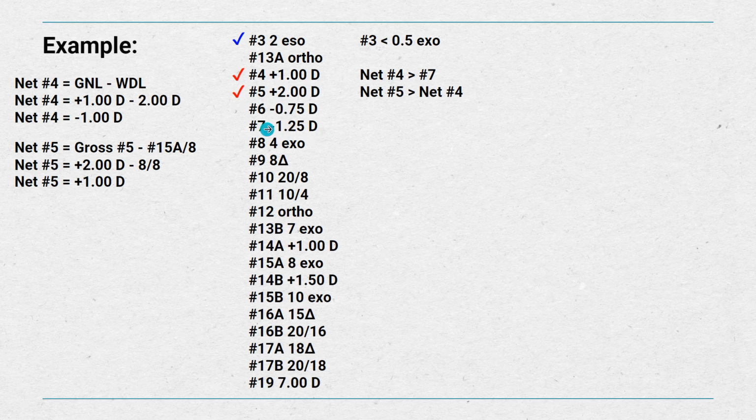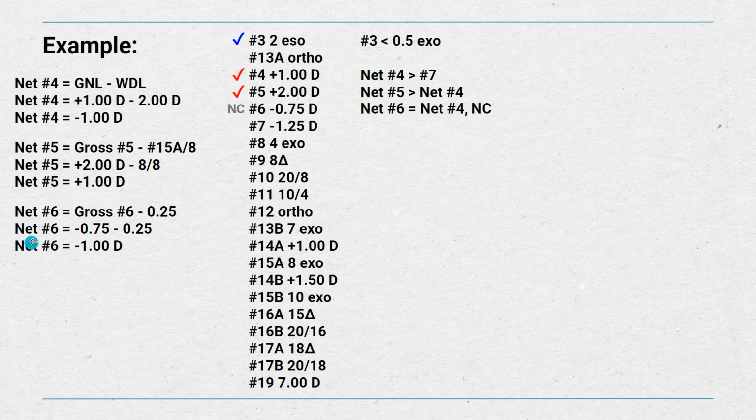For number 6, we also get the net. So net number 6, gross number 6 is subtracted by 0.25. So the answer is negative 1. And since we compare our net number 6 to net number 4, they are the same, so it is not checked, because they are equal. The next analytical test is number 8. Okay? We compare number 8 to the expected finding of 0.5 XO. And since 4 XO is greater than 0.5 XO, you will check it high.